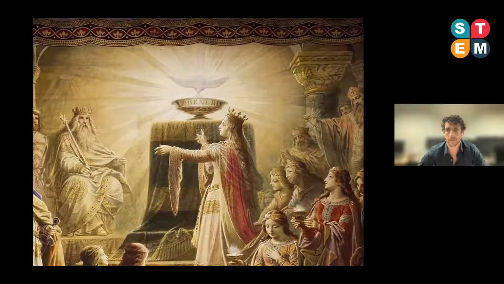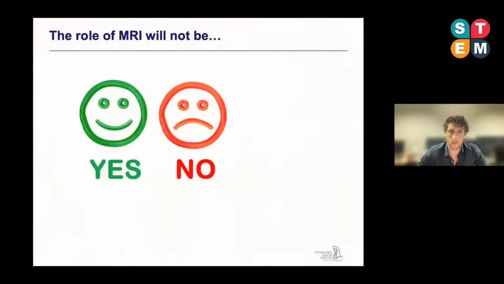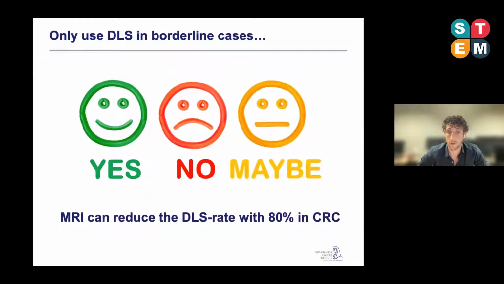So is this the holy grail, this MRI technique? Well, I think in the end, the role of MRI will not only be to say, okay, this patient can be operated on, and the other, no, we have to wait, you have to give more neoadjuvant treatment. But I think there will also be a third category where we can say, but okay, MRI is not sure.